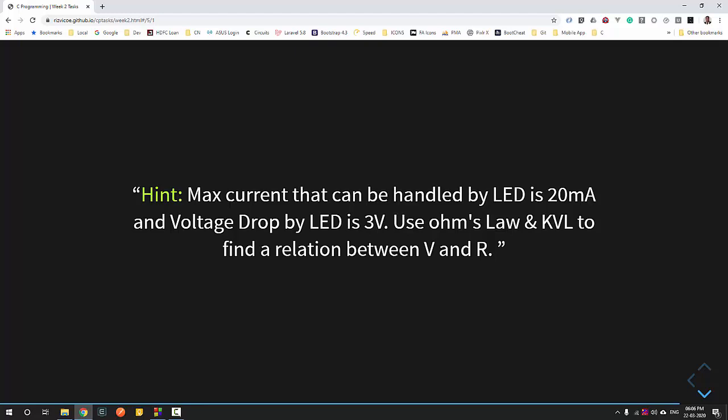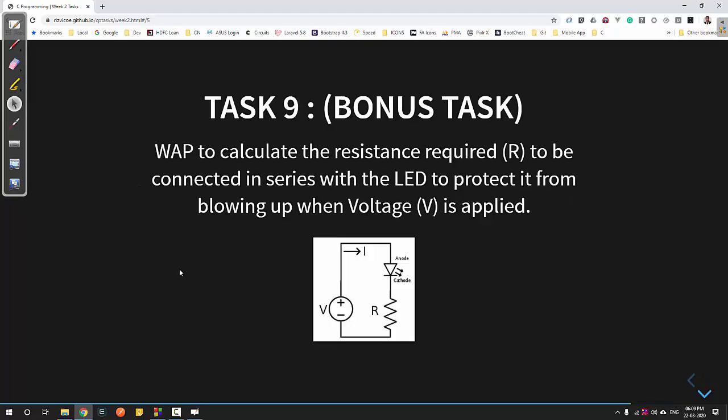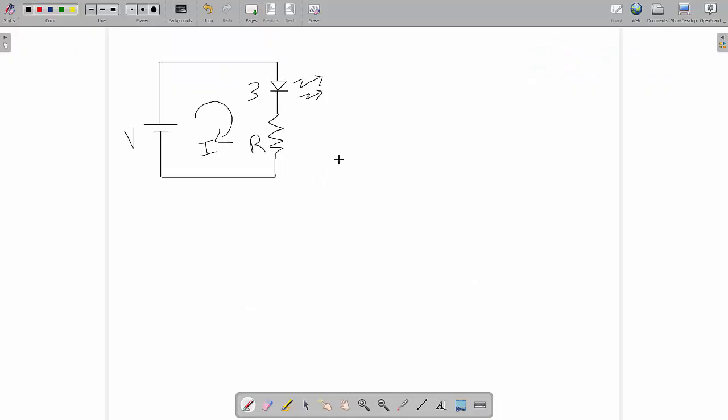Okay, so let us draw this diagram on a simple piece of paper. I have drawn the circuit over here. Now I have already said that my value of I is 20 milliamps, and the voltage drop across the LED is 3 volts. Okay, so I have mentioned it over here.